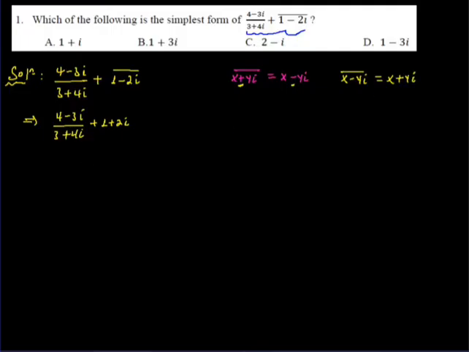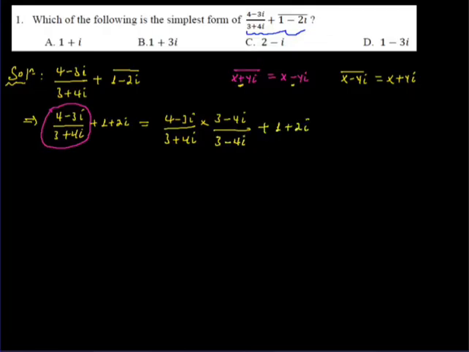So we need to simplify the rational part. Using simplification, we can write that (4 minus 3i) over (3 plus 4i) can be simplified in this form. We multiply both the numerator and the denominator by the conjugate of the expression in the denominator. So we write it like this, plus 1 plus 2i.